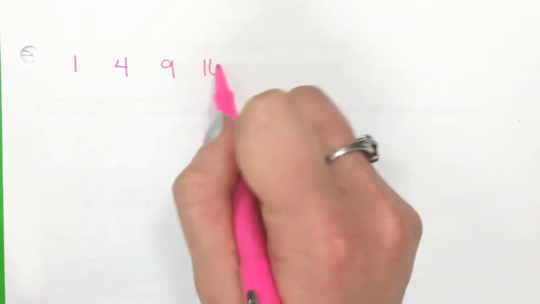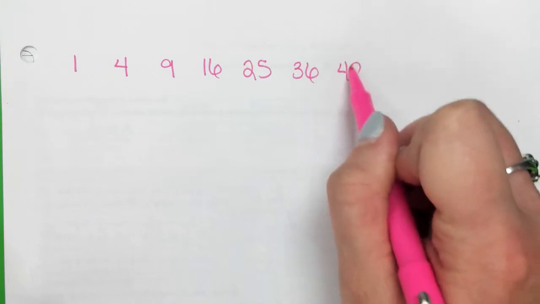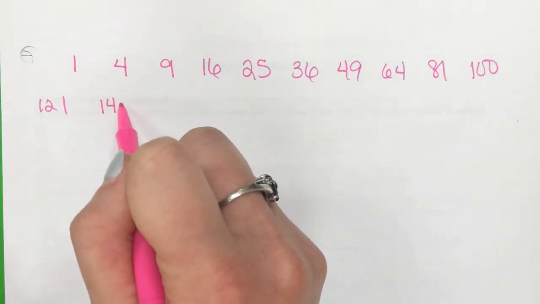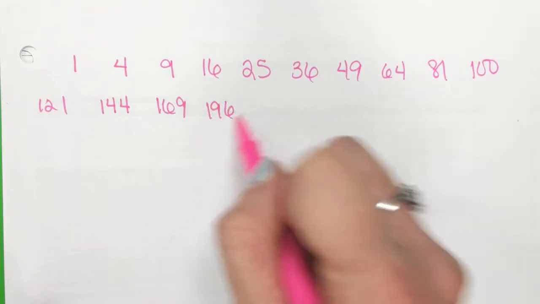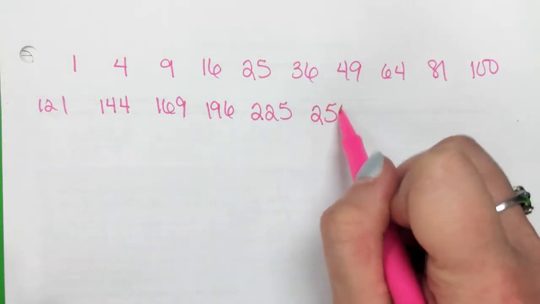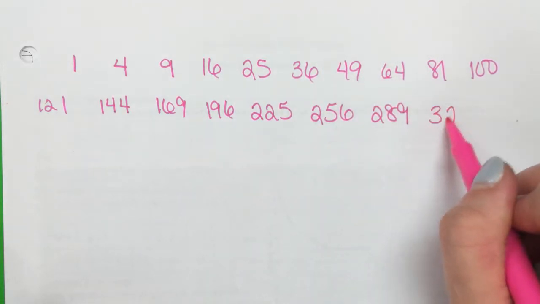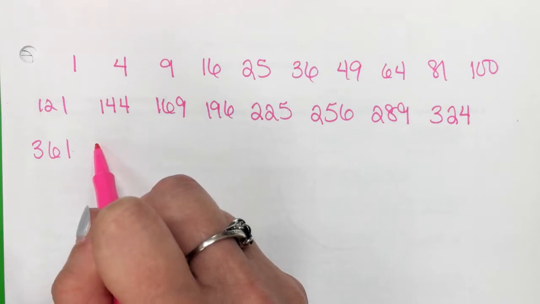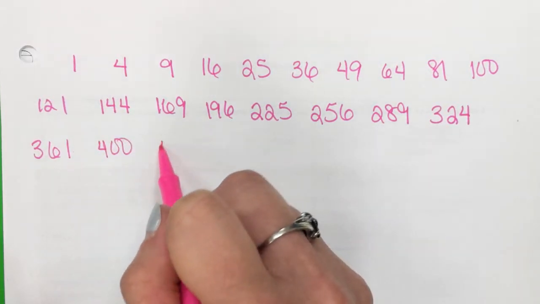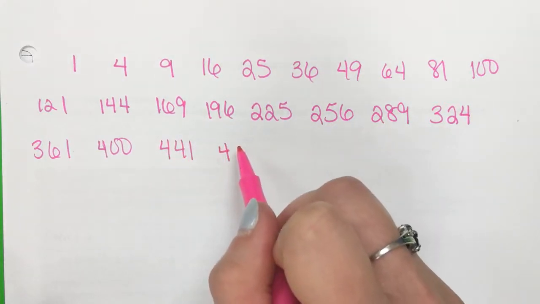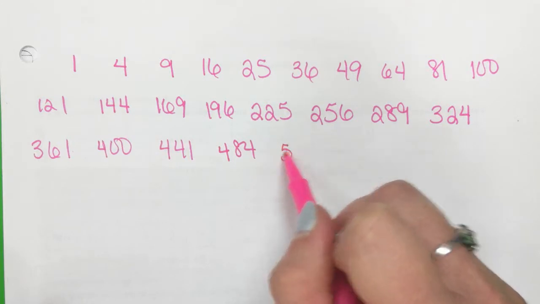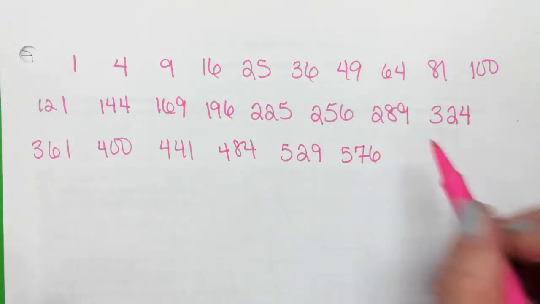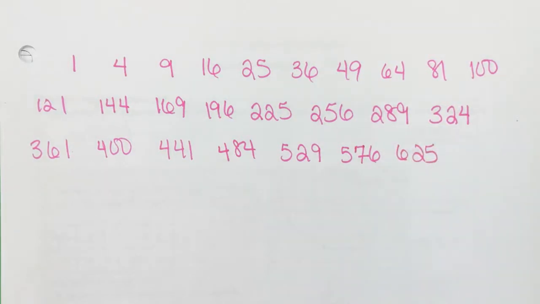9, 16, 25, 36, and on through the perfect squares: 324, 400, 441, and 625. Y'all okay?